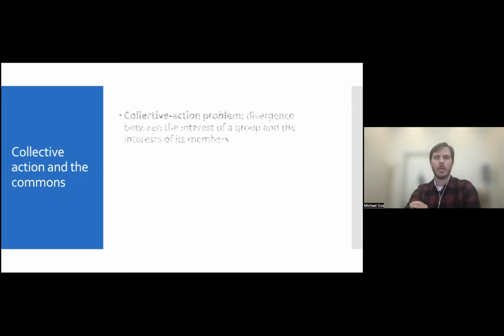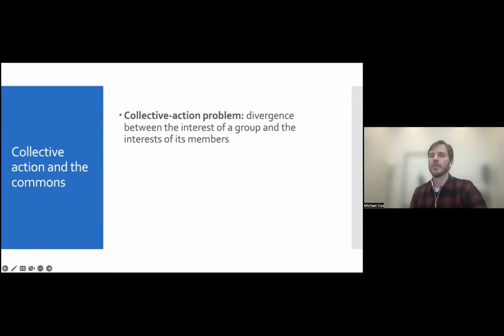Let me move Zoom out of the way here. Some basic vocabulary. I'm going to be using these terms. This is commons lingo 101.